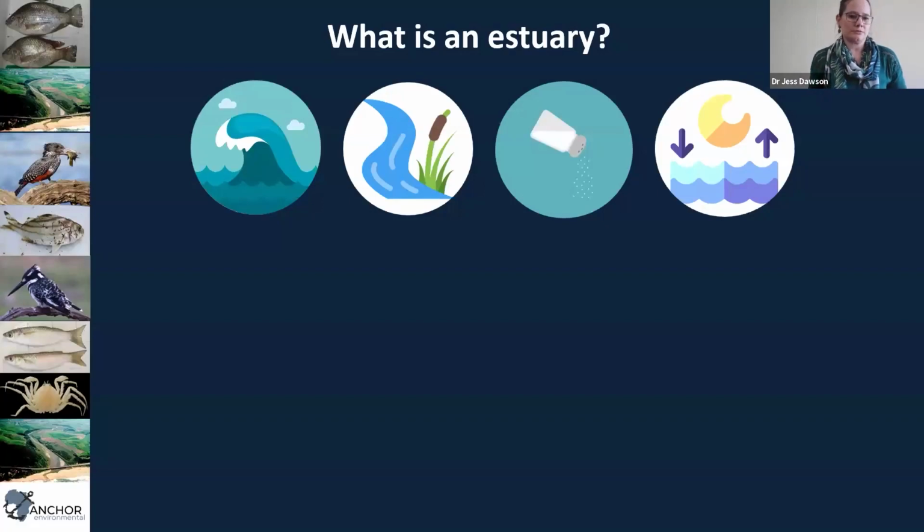What is an estuary? The class is a bit smaller than I thought, so you might get more attention than you'd hoped. But can anyone tell me their understanding of an estuary or what they know in terms of an estuary?